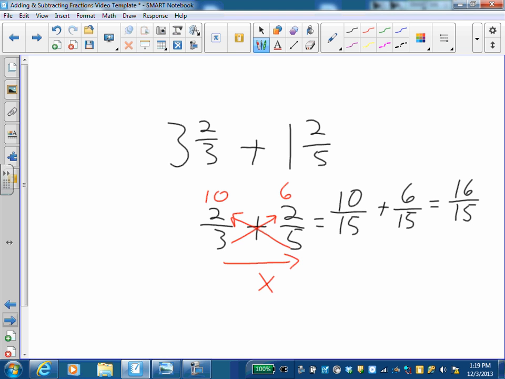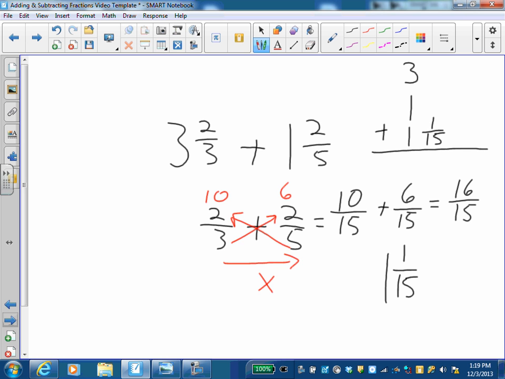When I look at that, that's an improper fraction and I have to fix it, but I can do this in my head because these numbers are right next to each other. 15 will go into 16 one time and there's going to be 1 left over. So I have 1 and 1/15. Now that's what I got just with working with the fractions. So here's what I'm left with. I have 3 plus 1 plus 1 and 1/15.